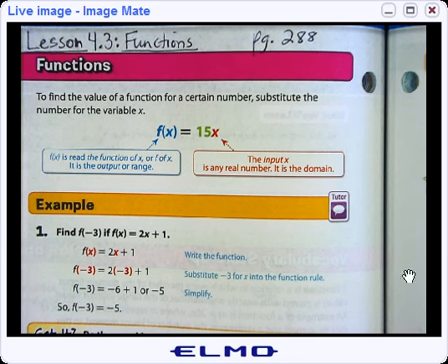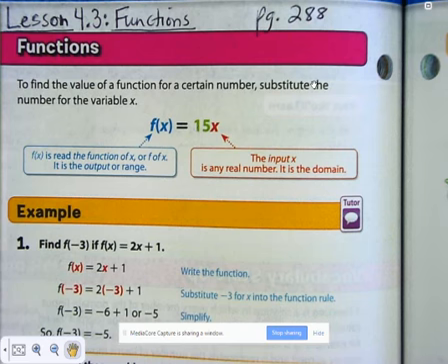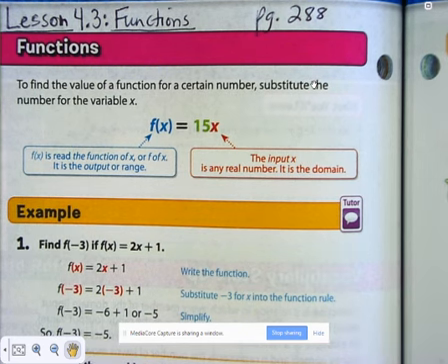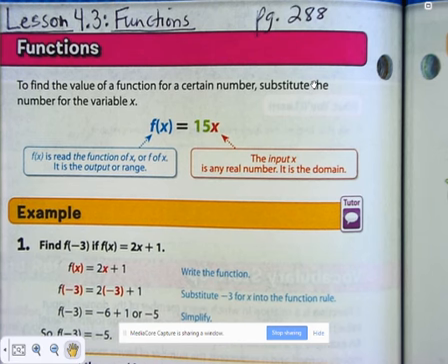All right, we are looking at page 288, lesson 4.3, functions. If you are not on page 288, please pause the video and get to that page.